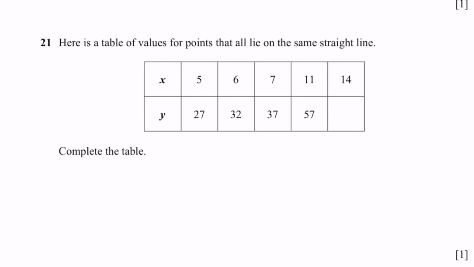Here's a table of values for all points that lie on the same straight line. Complete the table. Well, the increment of x, when it increases by 1, y increases by 5. So when x increases by 1, 2, 3, y will increase by also 5 times 3, which is 15. So 57 plus 15 is 72. That's our answer. Question 22.